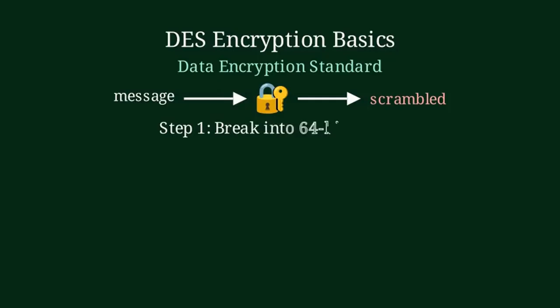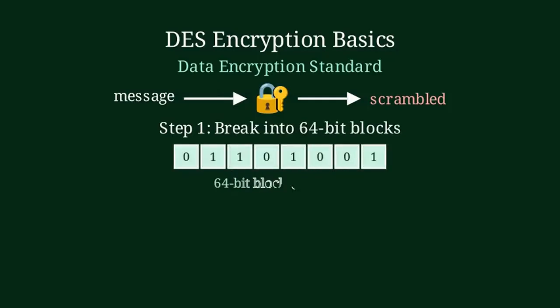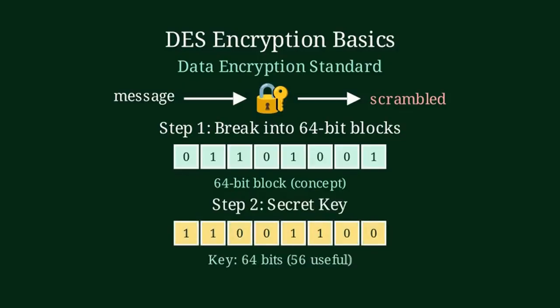Step 1. The message is broken into blocks. Each block is 64 bits long. A bit is just a 0 or a 1. Step 2. The secret key is 64 bits long, but every 8th bit is only for error checking. So the real strength is 56 bits.